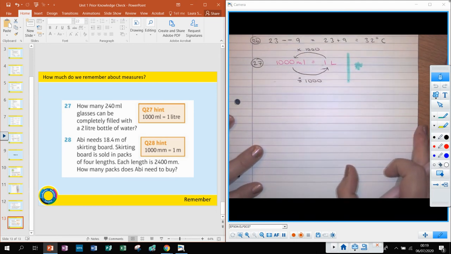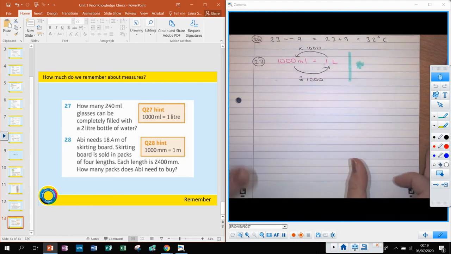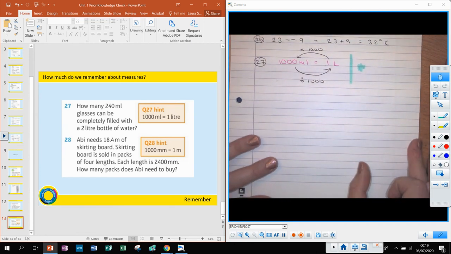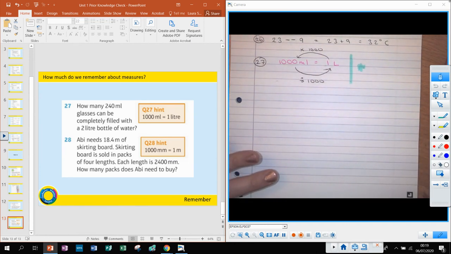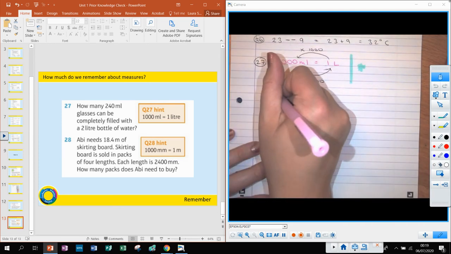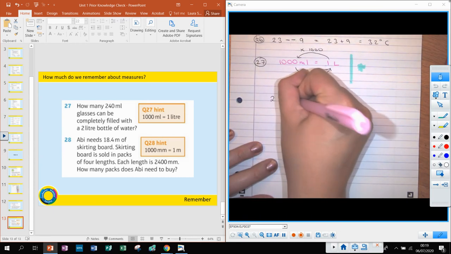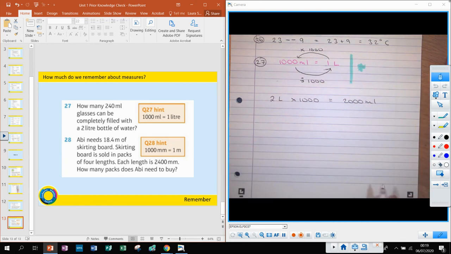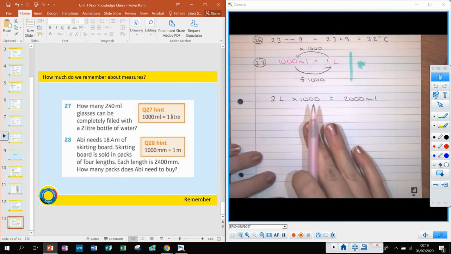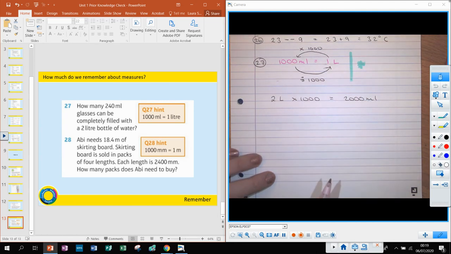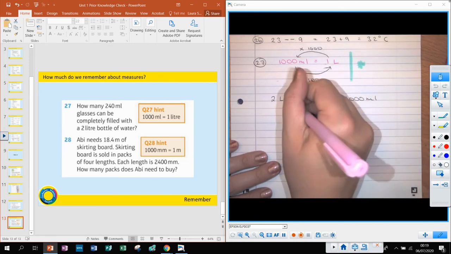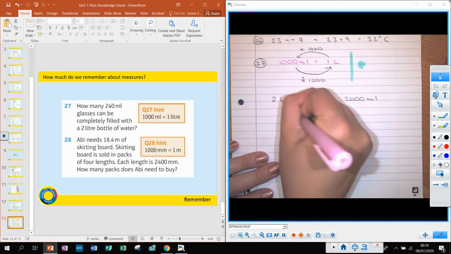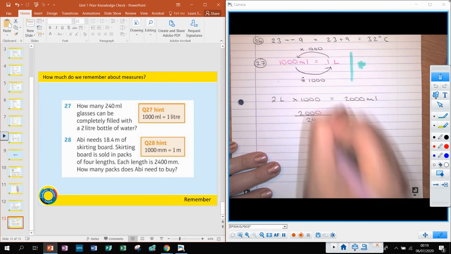Okay, so now let's take a look at the question. We need to figure out how many 240 milliliter glasses can be filled completely with a 2-liter bottle of water. So 2 liters times 1,000 is equal to 2,000 milliliters. And we want to know how many of those 240s will actually fit into this. Let's use division, but in the way I taught you, where we use a fraction. So we're doing 2,000 divided by 240.